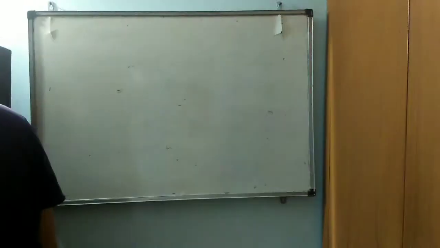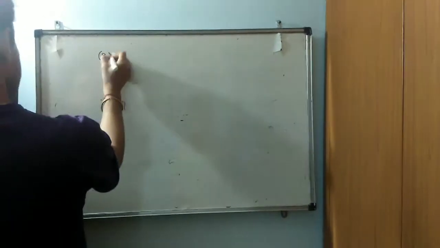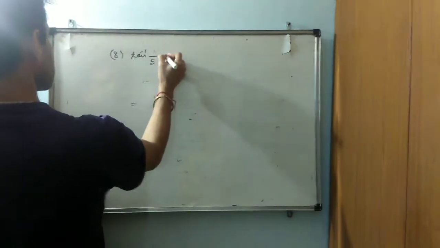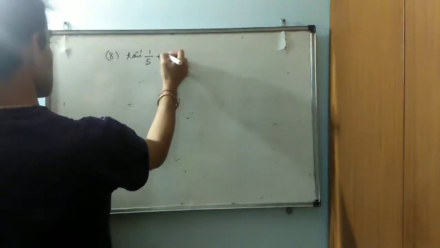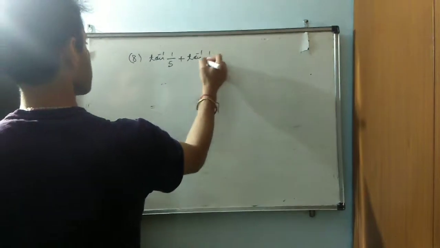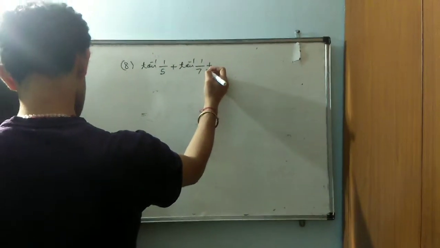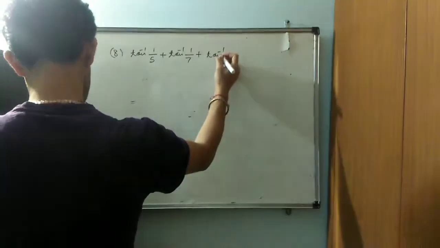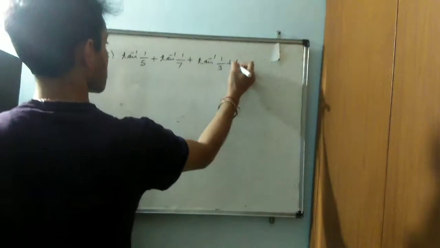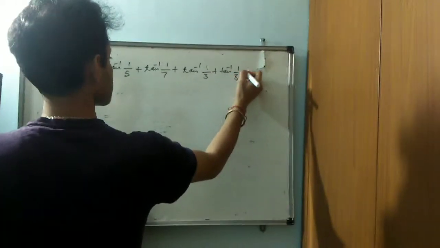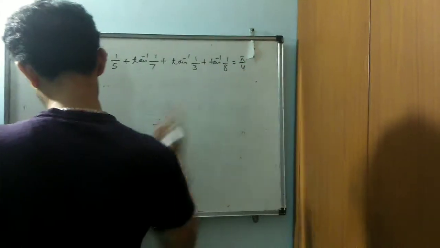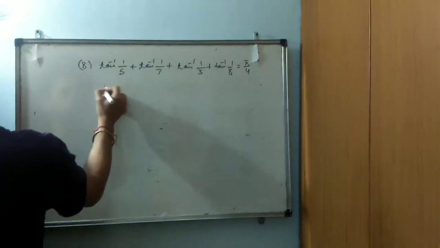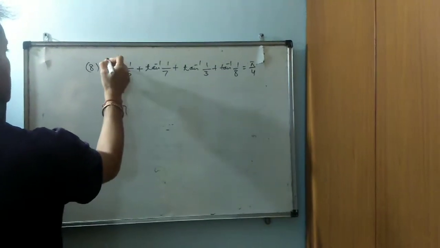Question number 8. The question is tan inverse 1 upon 5 plus tan inverse 1 upon 7 plus tan inverse 1 upon 3 plus tan inverse 1 upon 8. This whole is equal to pi upon 4. So we'll apply the tan inverse x plus tan inverse y identity twice.